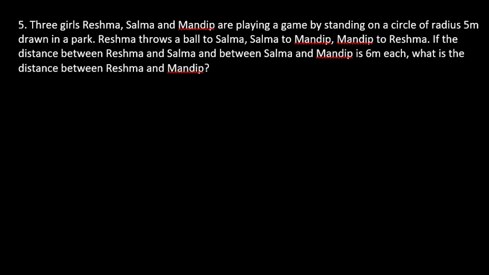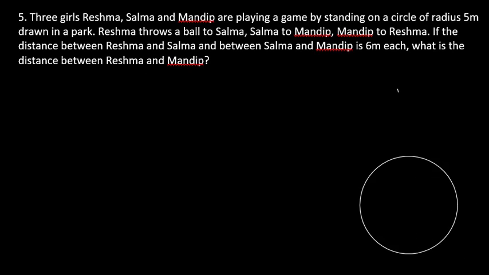So according to the question, let us first draw a circle. Now this circle is of radius 5. Now Reshma throws a ball to Salma. Suppose Reshma is standing here. This is Reshma. Let us say here it is Salma, and somewhere here Mandeep is there. So Reshma throws a ball to Salma in this line, and Salma throws a ball to Mandeep in this line.